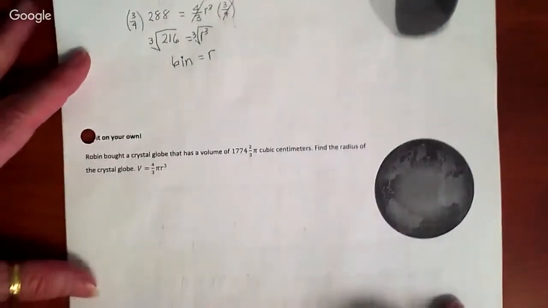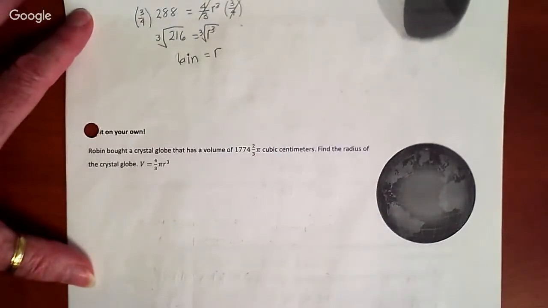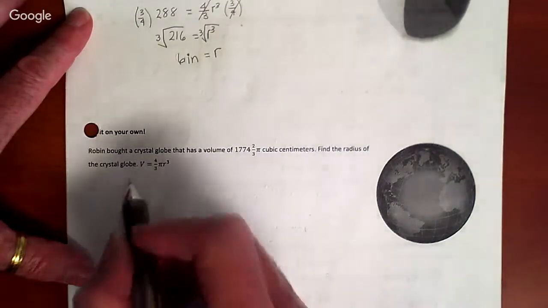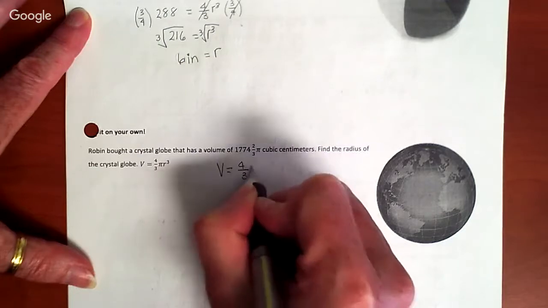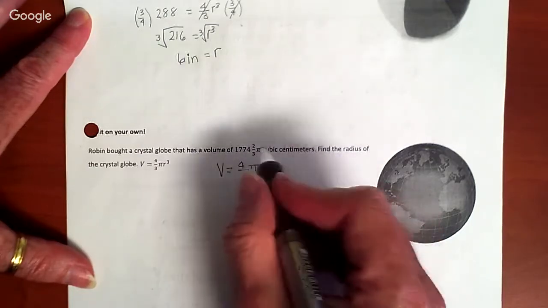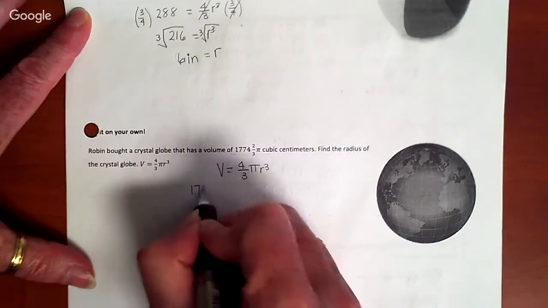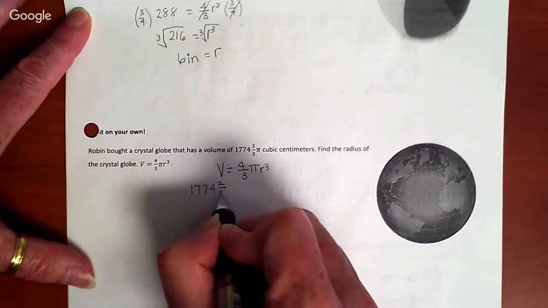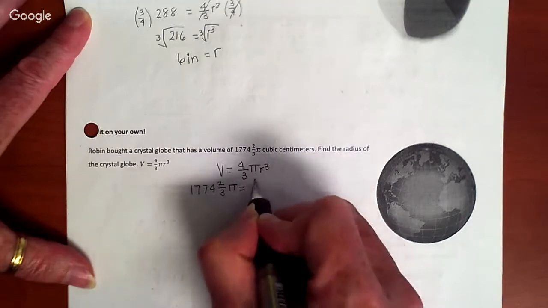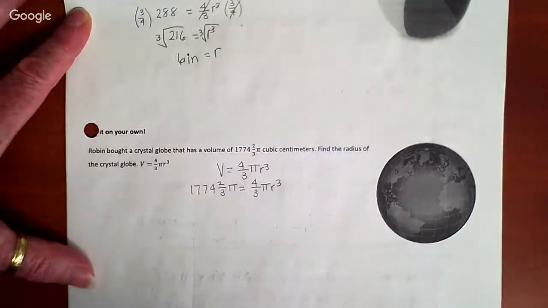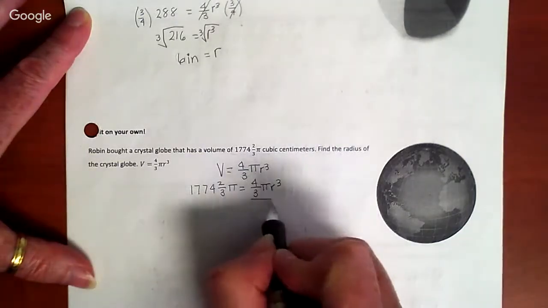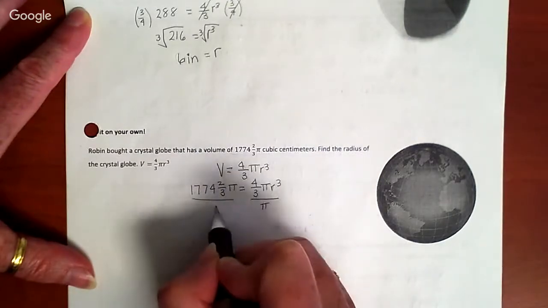So our next problem, we have Robin bought a crystal globe that has a volume of 1,774 and 2/3 pi cubic centimeters. Find the radius of the globe. So let's put our volume formula down first. Volume equals 4/3 pi r cubed. Let's replace the volume with 1,774 and 2/3 pi, which equals 4/3 pi r cubed. The first thing is we're going to divide both sides by pi so that we can eliminate that.